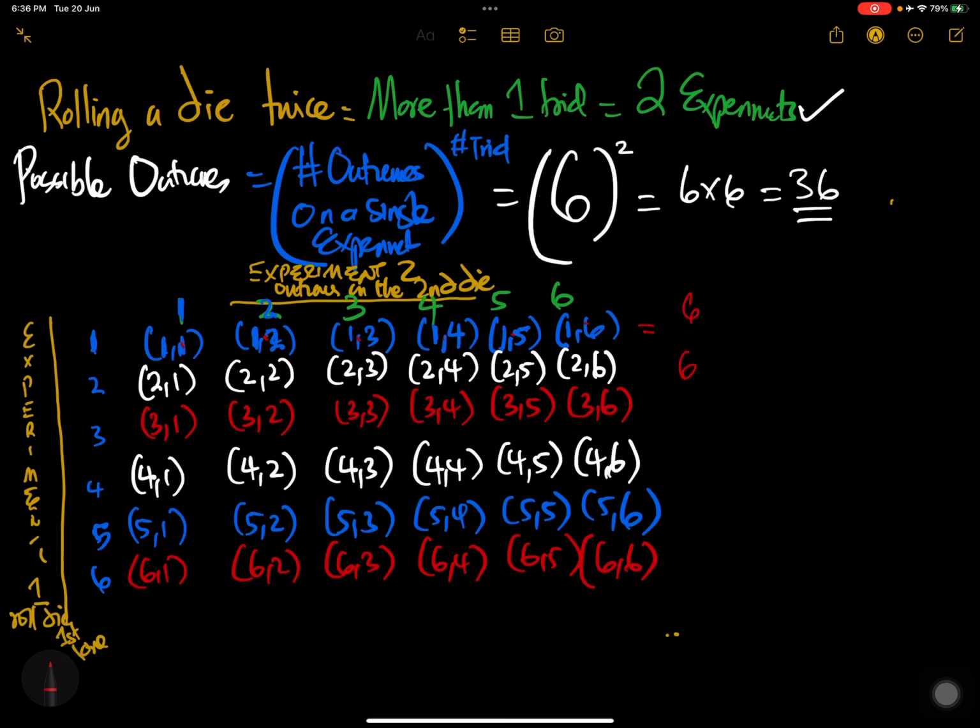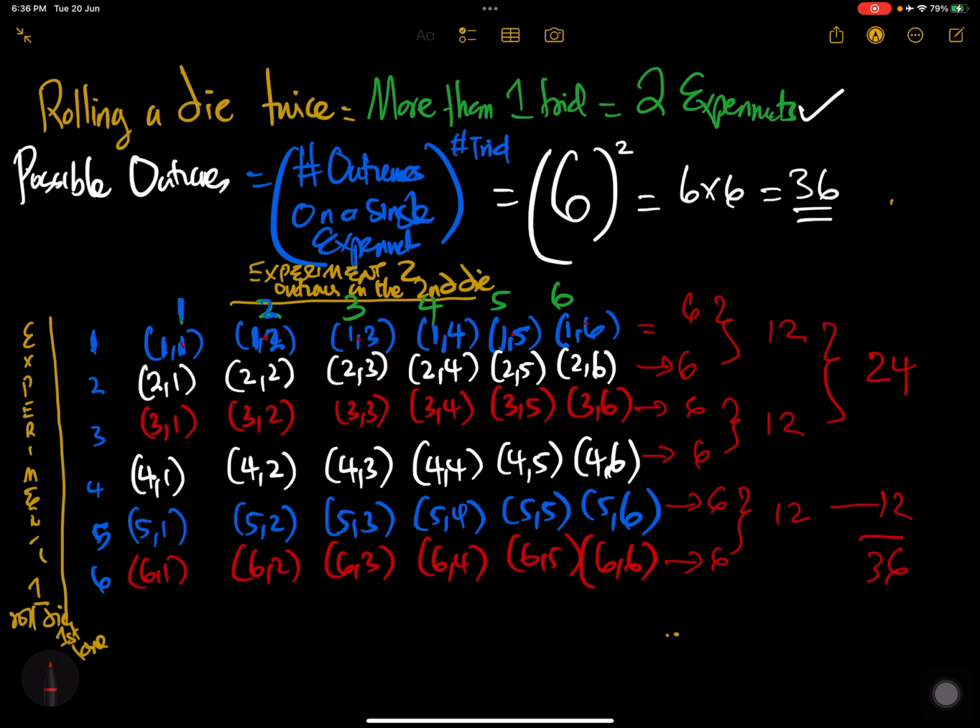If you're going to get 6 on this row as well, you're going to get 6 here, 6 here, 6 here, and 6 here. If we add this and this, we get 12. Add this and this, we get 12. We add this and this, we get 24. And then we add 12 to it, we get 36.